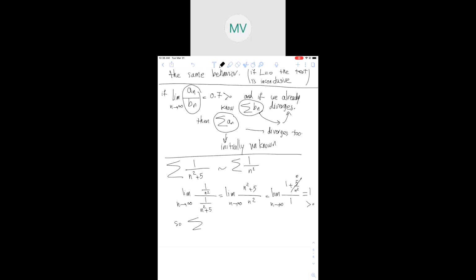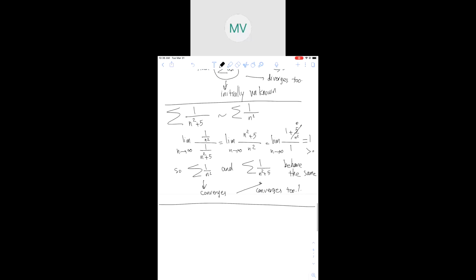So this one and this one behave the same. But we know this guy converges. So this guy converges as well. Okay. Now, that was a p-series with p bigger than 1, so that's why it converges.